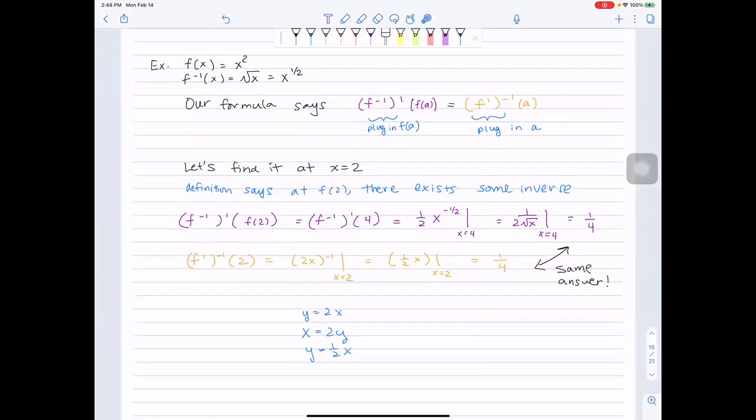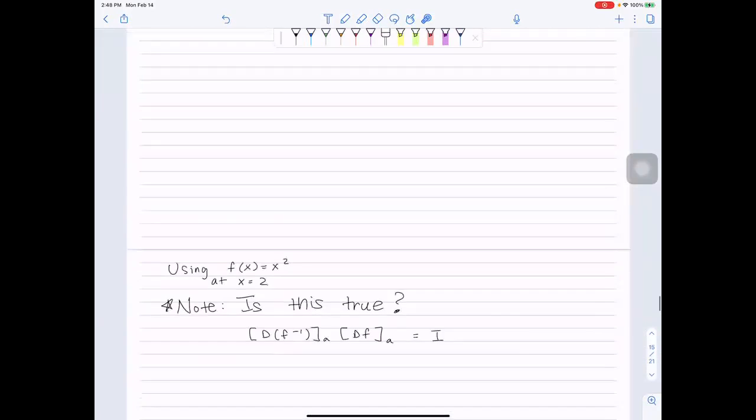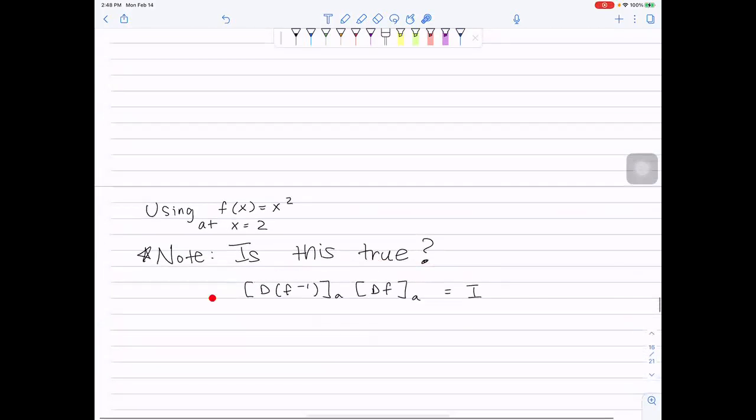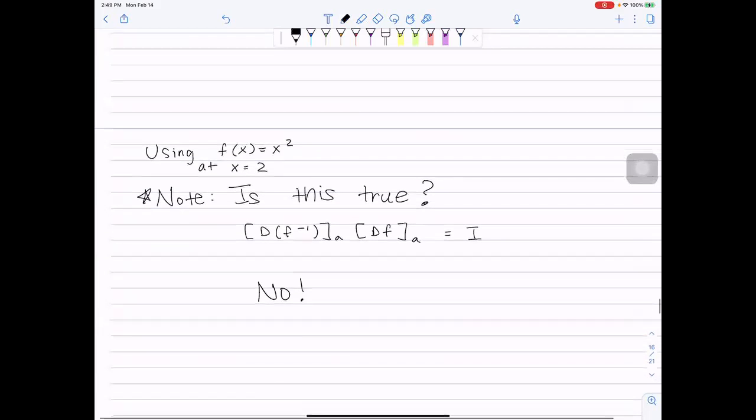However, I have a question. Do you think this statement should be true or not? If you think it's true, raise your hand. If you think it's false, raise your hand. Okay, a few more falses. Yes, this is false, not true.